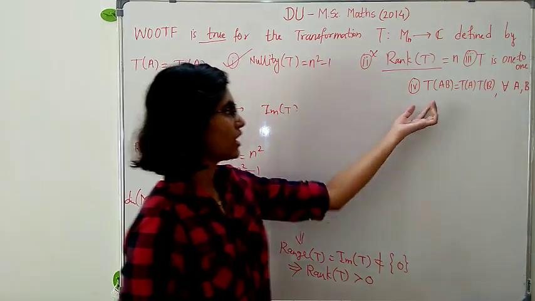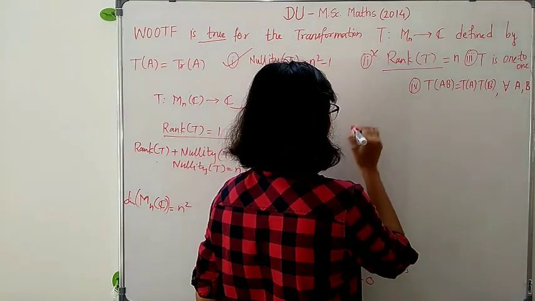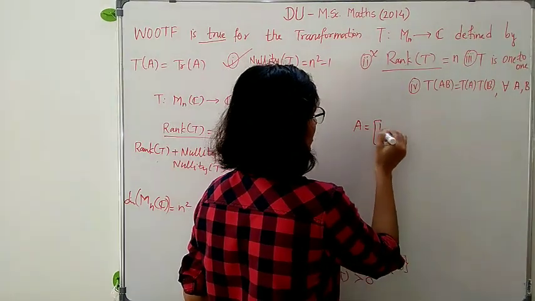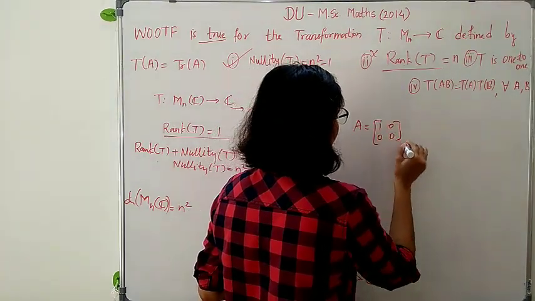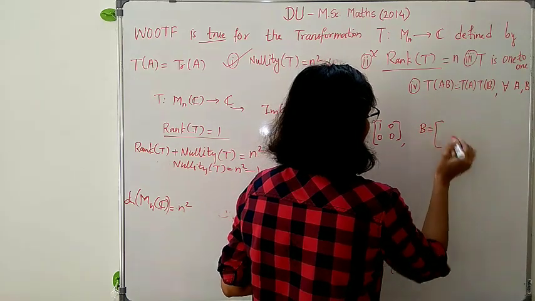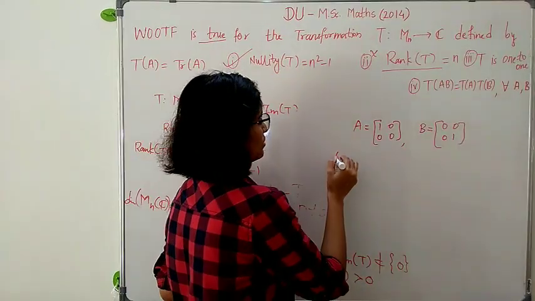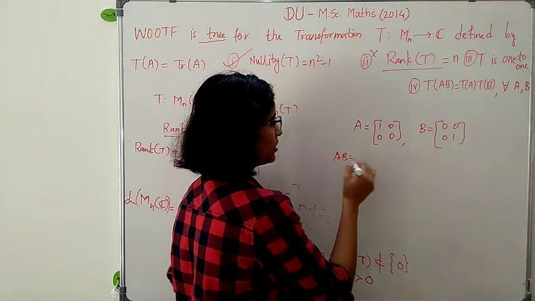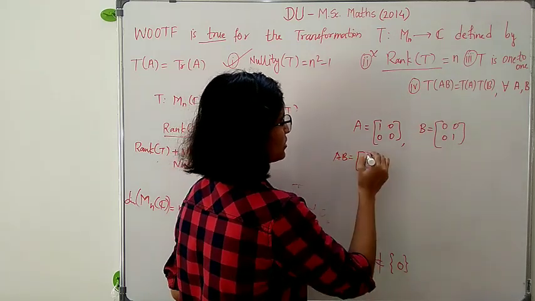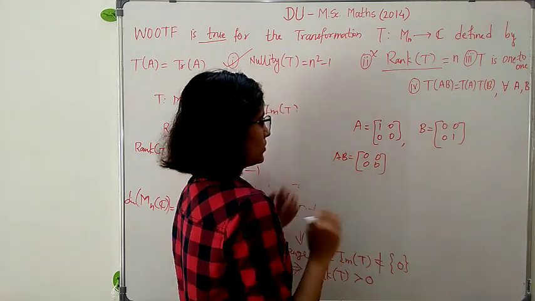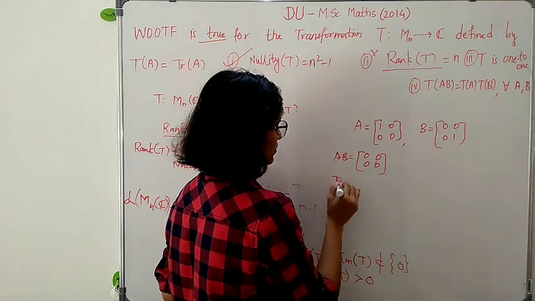So for this I will give you a counter example. You take a matrix A as 1 0 0 0 and take the matrix B as 0 0 0 1, okay? Now multiply them, so AB is just equal to 0 0 0 0, right? So what is the trace of AB?